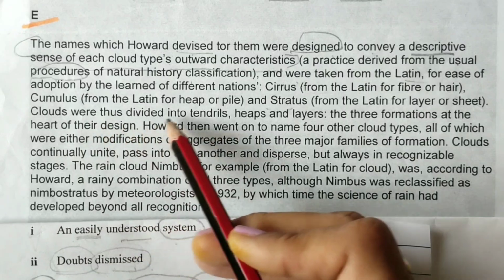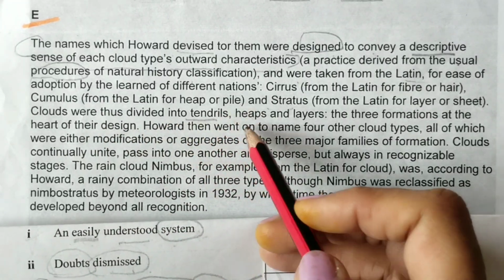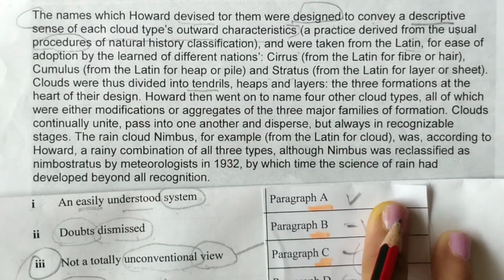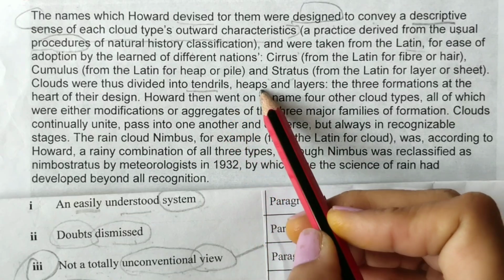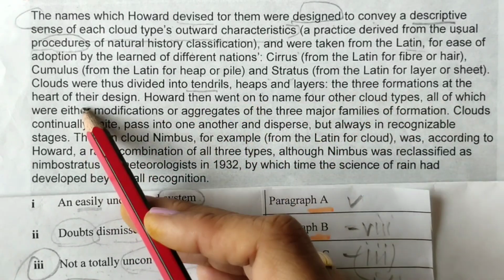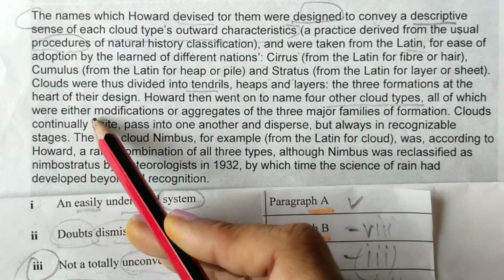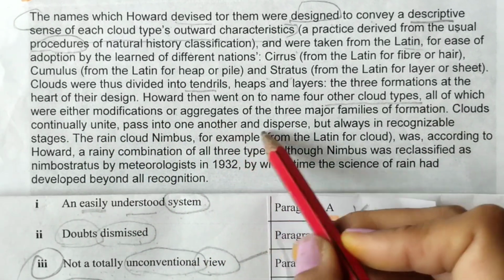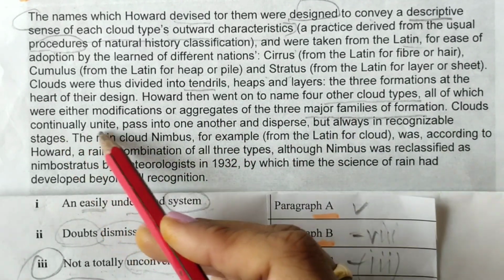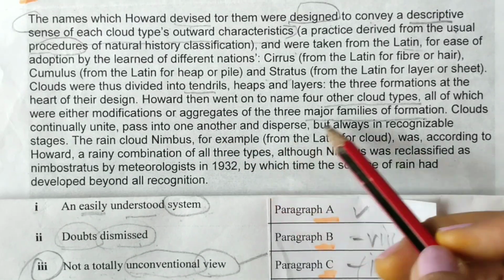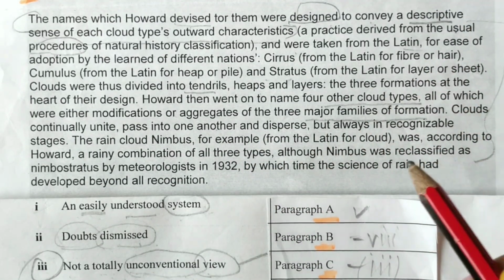And stratus, clouds were thus divided into tendrils. Try to read the full paragraph, and then you will come to know what they are trying to say. Heaps and layers and the three formations are at the heart of their design. Howard then went on to name four other cloud types, all of which were either modifications or aggregates of the three major families. So what do you understand by this paragraph? Please read it, then I will tell. You can pause the screen.